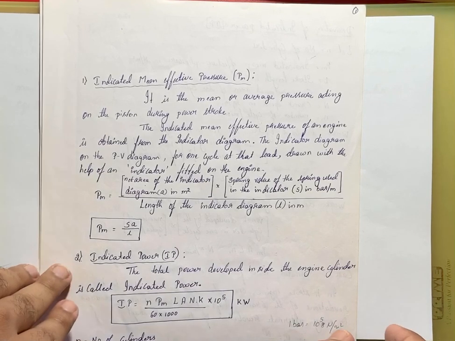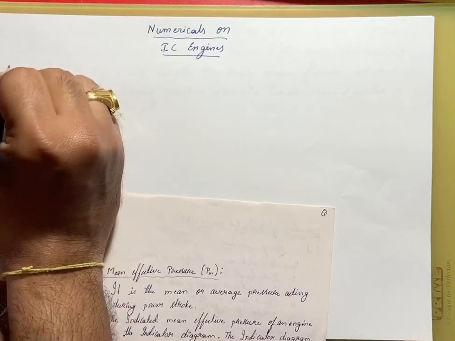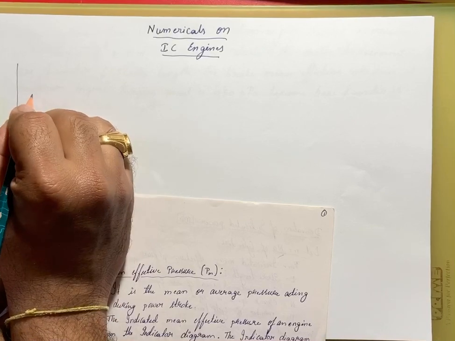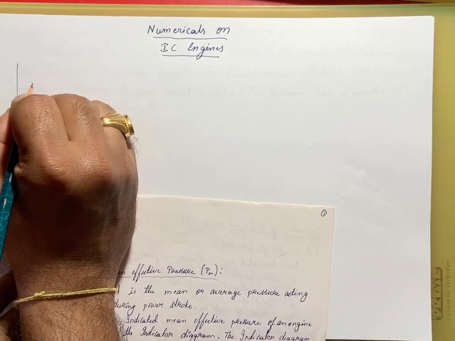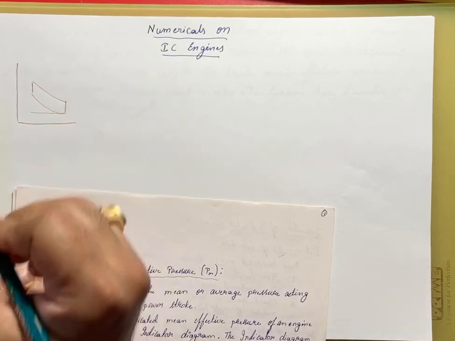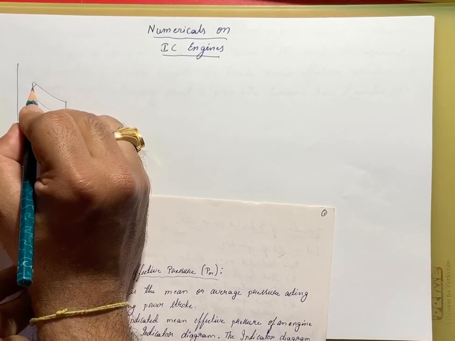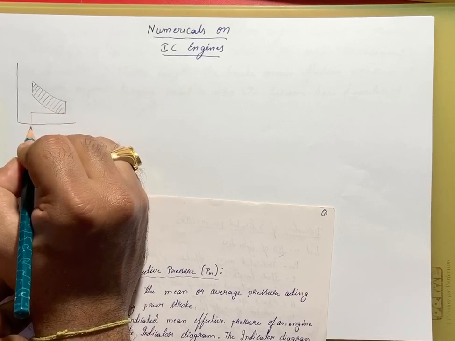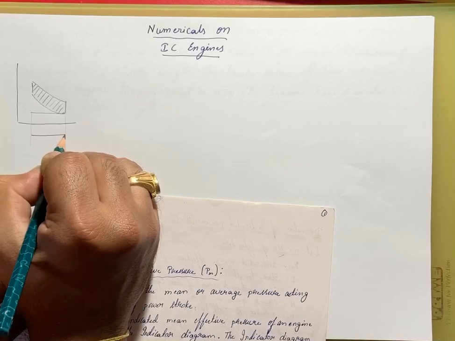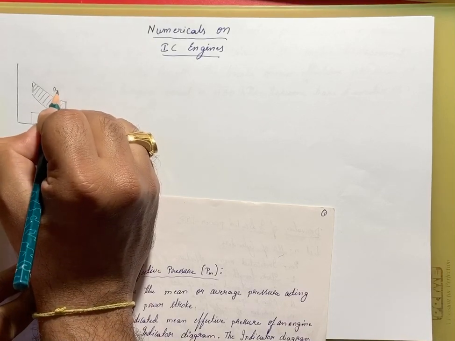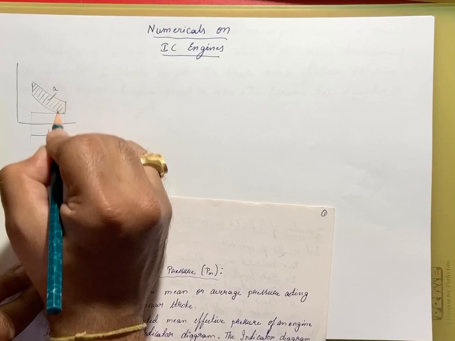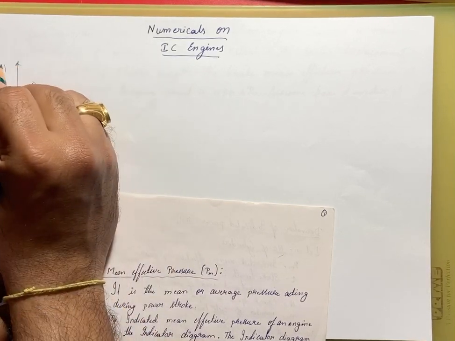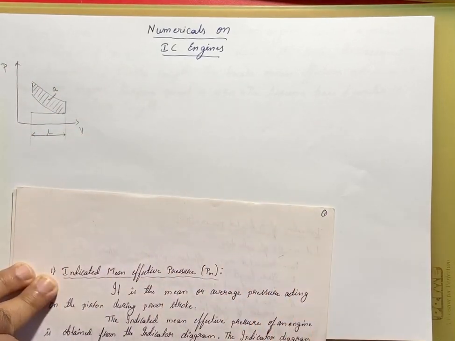If we have the PV diagram like this, the area of the indicator diagram is this one. This will be the area of the indicator diagram, and this will be the length of the indicator diagram. This is small letter a, and this is length l. This is the length and area of the indicator diagram, with pressure and volume here.